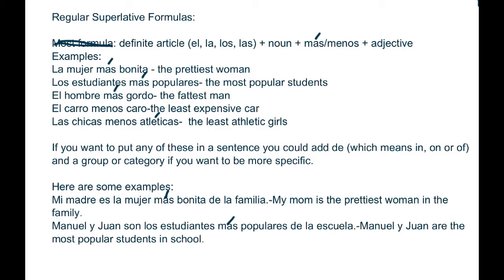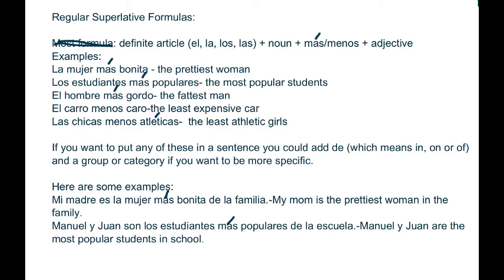Now, if you take a look, the article that you choose is dependent upon the noun that you have. So if you look at the first example, you're referring to a woman. The word in Spanish is feminine, and that's why you have la. So la is your article, mujer is your noun. This time we chose más, and then your adjective is bonita. Now notice bonita has to agree with your noun. So here, because again it's feminine and it's singular, the adjective also has to be feminine and singular.